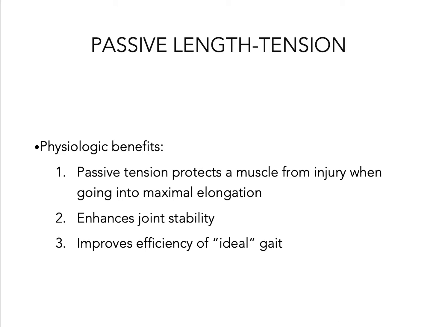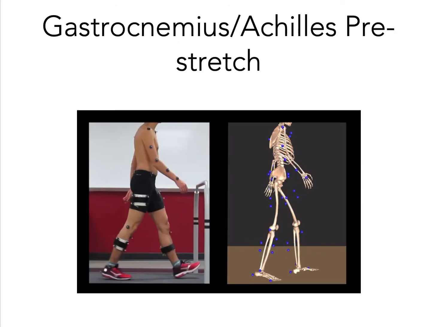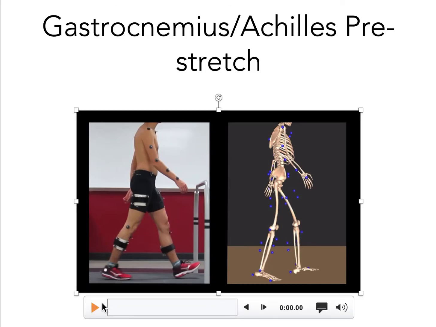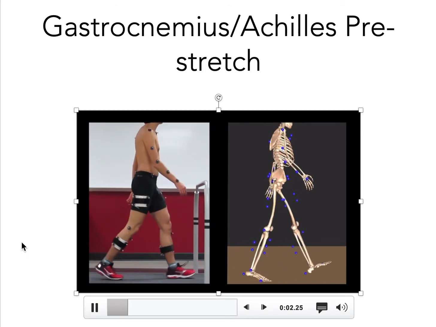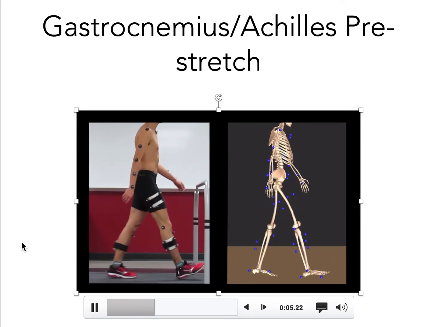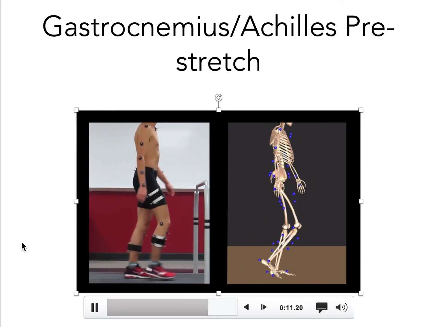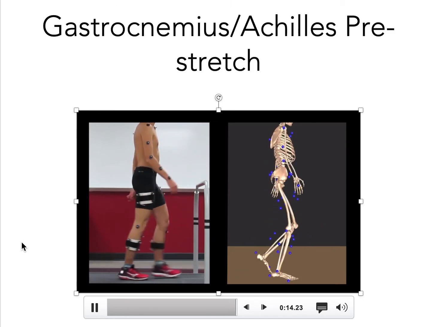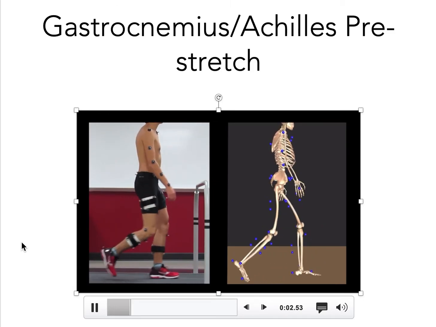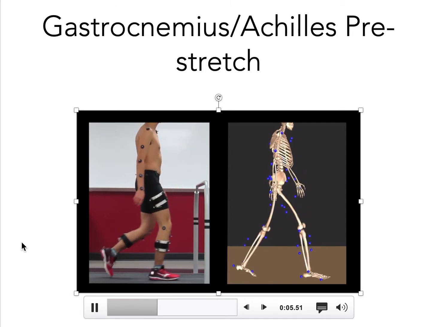The physiological benefits of passive length tension curve: passive tension protects the muscle from injury when going into maximum elongation. It enhances joint stability and improves efficiency of the ideal gait. So let's take a look by what mechanism it improves efficiency of the ideal gait. It improves the pre-stretch of the gastrocnemius and Achilles. Passive tension within stretched muscle serves many useful purposes, such as moving or stabilizing a joint against the forces of gravity, physical contact, or other activated muscles.